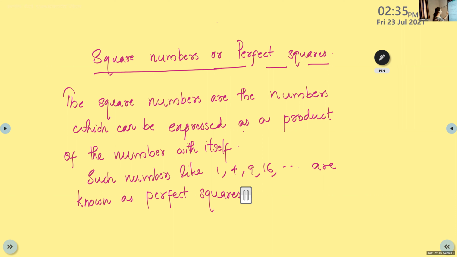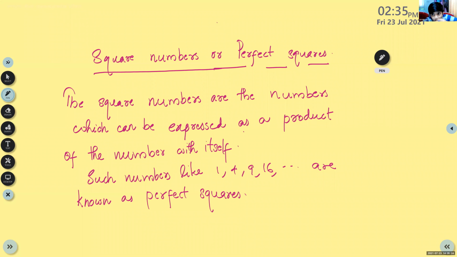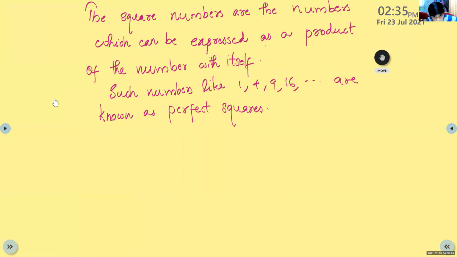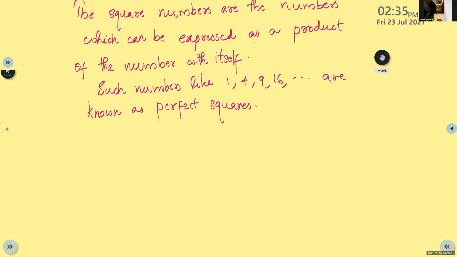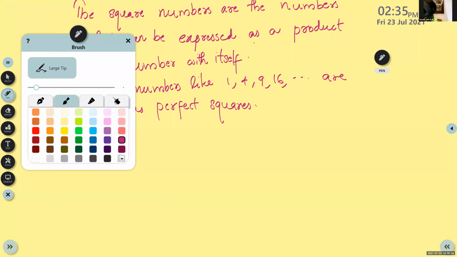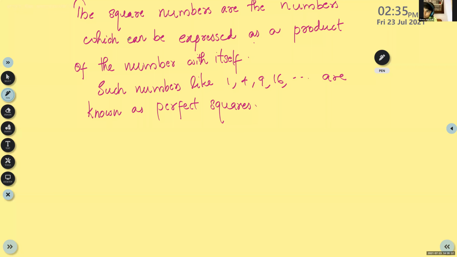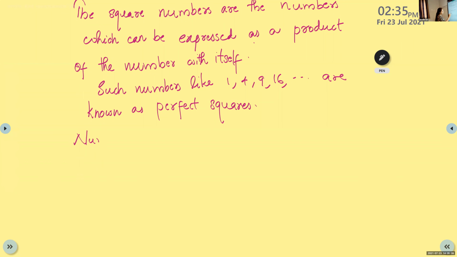Shall I wrap up or let me move? No, ma'am. I'll move that board. Okay. Numbers, squares. Numbers and squares. Ma'am, should we draw a box? If you want, you draw a box.